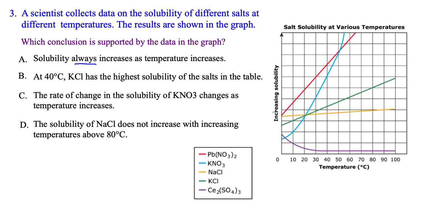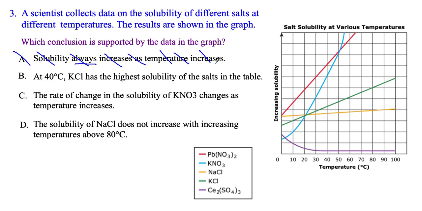Is that true? Well, the red graph is increasing, and the yellow graph's increasing, the green graph's increasing, the blue graph's increasing. Uh-oh, this one's decreasing, it's going down, and you always read it from left to right. So this one's telling us that as the temperature increases, the solubility actually goes down. So this is not always true. See you later, A. Let's look at B.